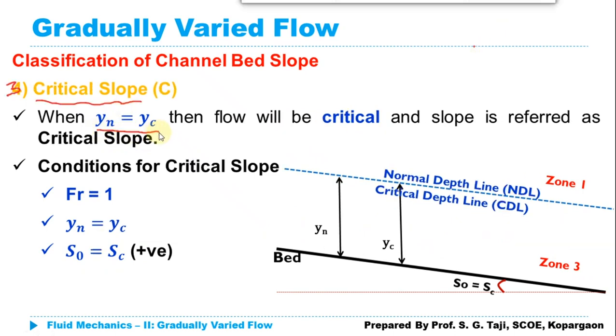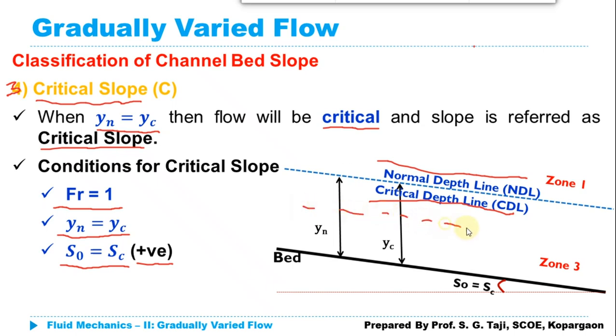Let's move to the next, critical slope. When yn is equal to yc, that is, the depth of flow is equal to the critical depth, in that case our flow will be critical and the slope is said to be a critical slope. What are the conditions for the critical slope? Froude number should be equal to 1, yn should be equal to yc, that is, the normal depth of flow should be equal to the critical depth, and the slope of the channel should be equal to the critical slope and again be positive. Here yn and yc are both equal, so both will be represented by a single line, the critical depth line and normal depth line. So this will be our topmost line, and there is no next lower line.